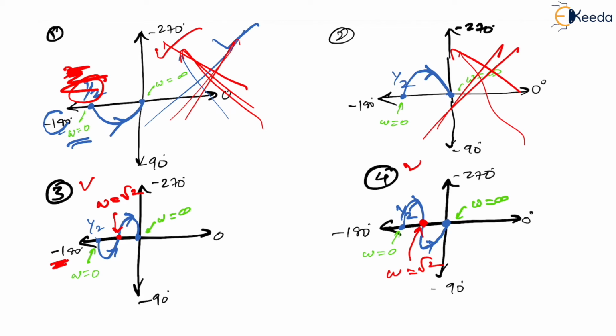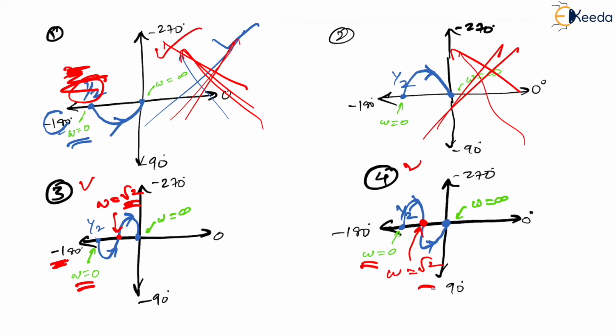Now let us take some frequency between omega equal to 0 and omega equal to root 2, and try to find the angle for the same.